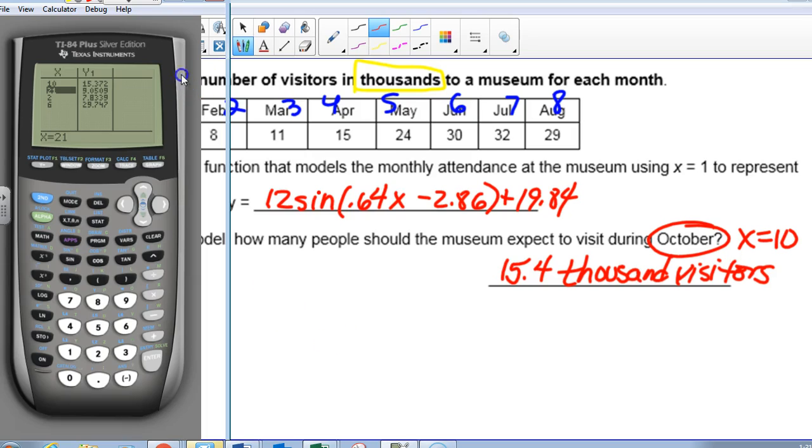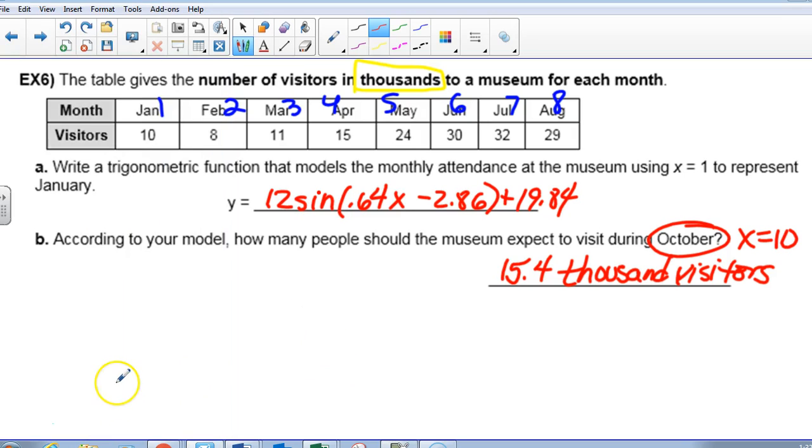All right. What happens if you didn't store it? We had this discussion last period. If on the home screen you typed 12 sine 0.64 times 10 minus 2.86 plus 19.84, thank you, we get 15.2 roughly. So at least it's in the ballpark, but you'll get a slightly different answer if you didn't store it. Use all the decimal places. Are we all right?